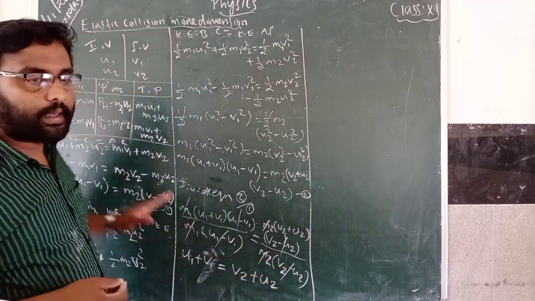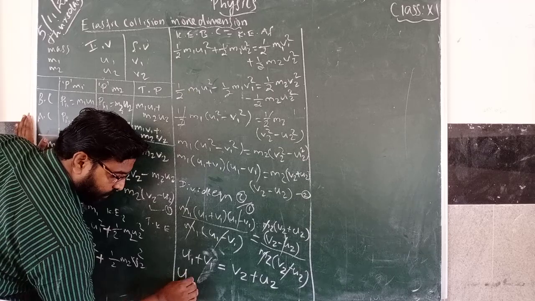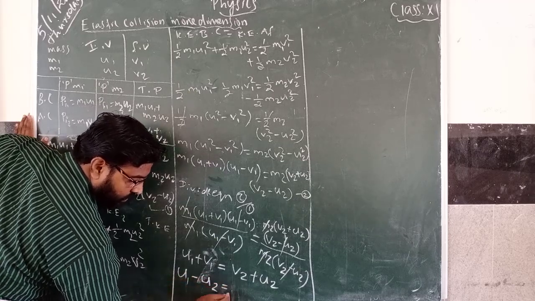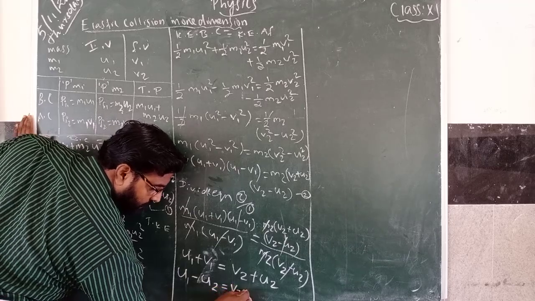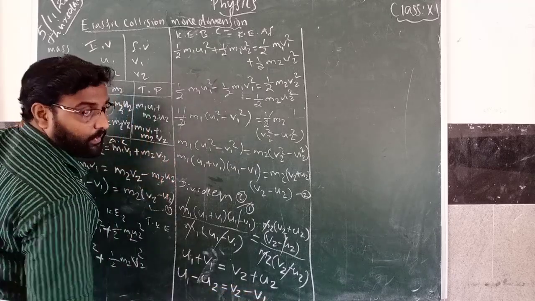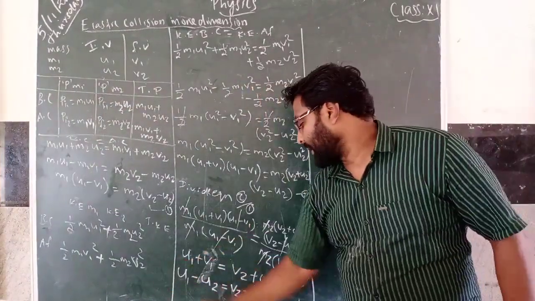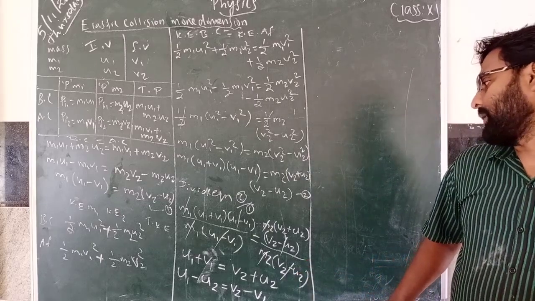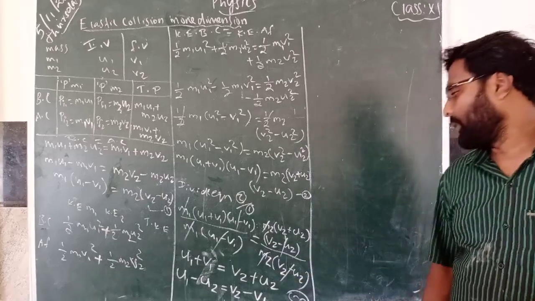You can rearrange and write: take this u2 to this side, u1 minus u2 equal to v2 minus v1. After rearranging this, you can call it equation number 3.